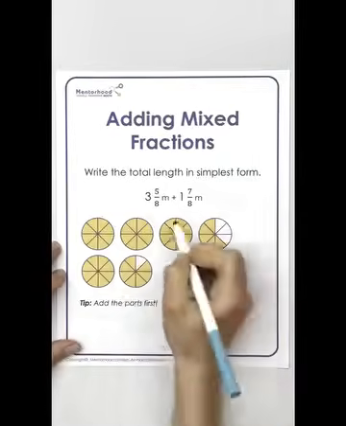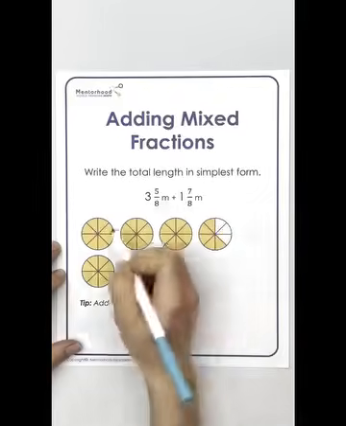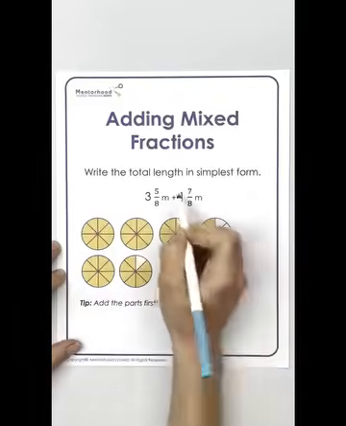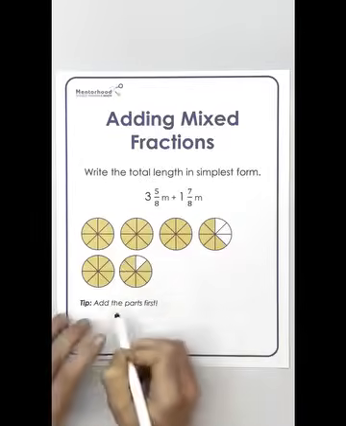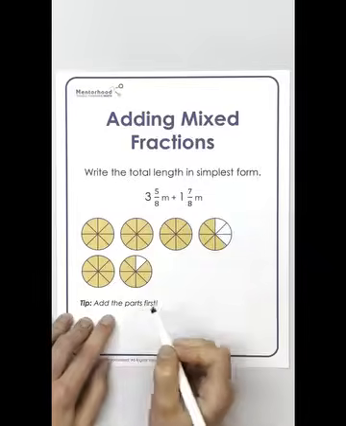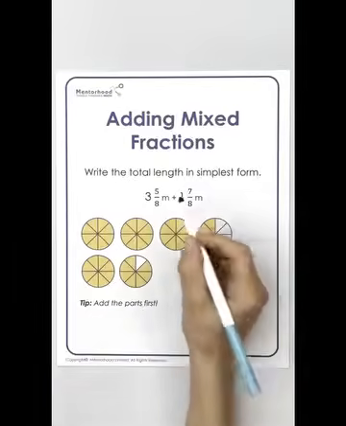So we've represented them here in a pie diagram array. So we've got 3 wholes and 5 eighths. And then we've got 1 whole and 7 eighths. Now this is going to be pretty simple. So we're going to add the parts first. You always want to add the parts first when you're adding mixed numbers. And you'll see why in a second.